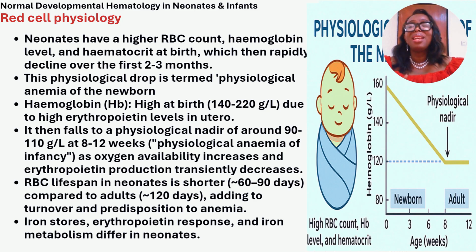after birth. As oxygen availability increases and erythropoietin production transiently decreases, red blood cell lifespan in neonates is shorter, between 60 to 90 days, compared to that of an adult that has 120 days. This actually adds to predisposing them to anemia. Iron stores, erythropoietin response, and iron metabolism in neonates also differ.